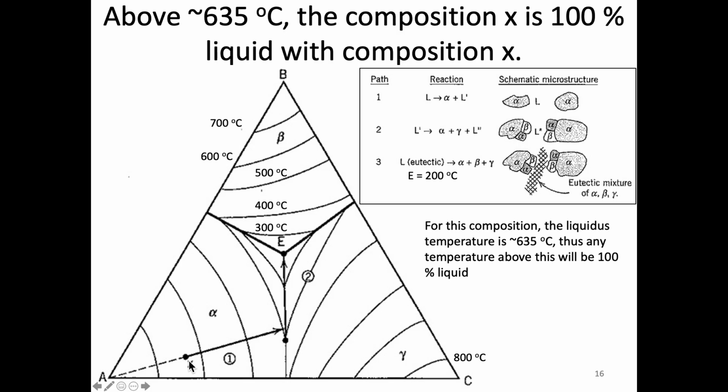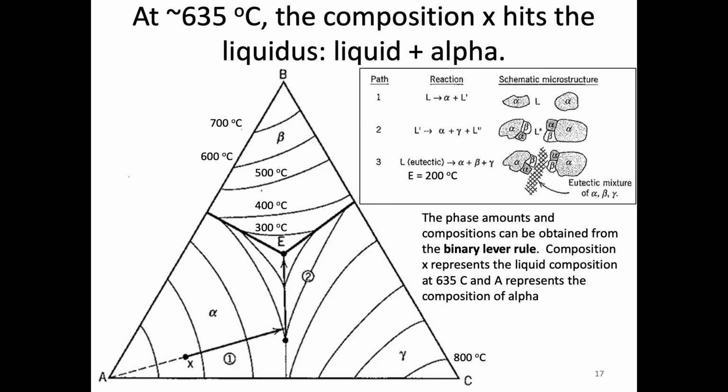At that composition, at 635, I would just start to form a solid phase denoted by the primary phase field. Above that, I would have 100% liquid. So if I have a composition of X, with those amounts of the components A, B, and C, and I'm above 635, then this is 100% liquid, is what this diagram tells me. That's the first part. Below that is where it starts to get interesting.